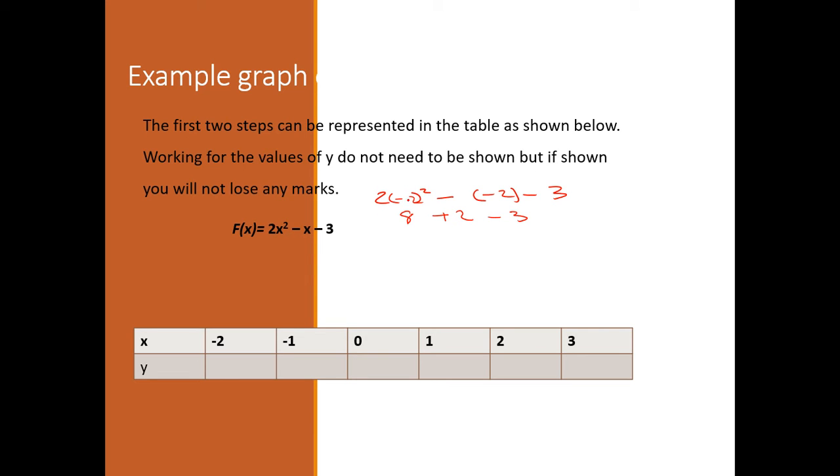All right, 2 times 2 gives us a positive 4. Positive 4 times 2 will give us an 8. Negative times a negative will give us a positive. So we have 8 plus 2 will get 10. 10 minus 3 will give us a 7.